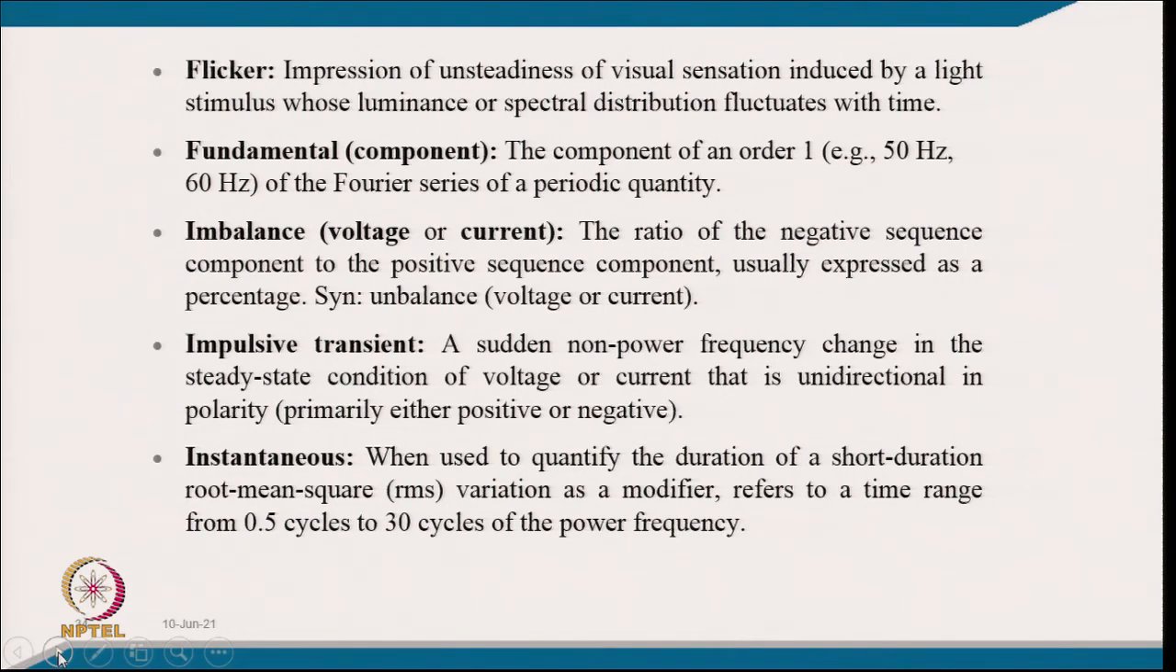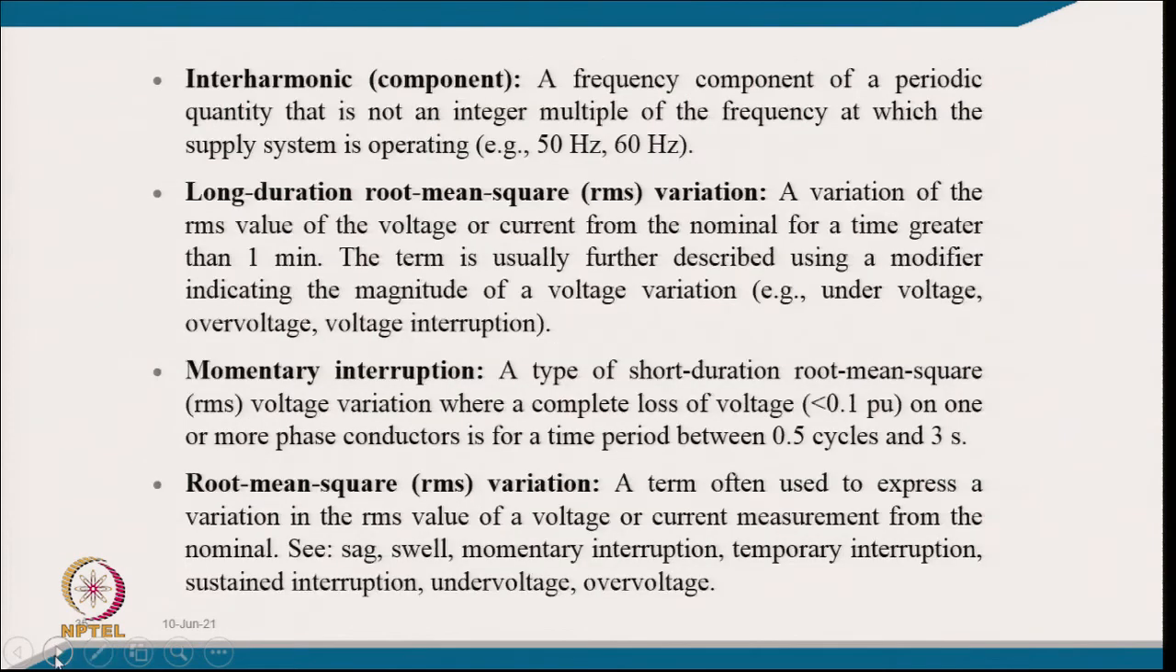Instantaneous, when used as a modifier for a quantity, refers to short duration. RMS variation refers to a time variation of 0.5 cycle to 30 cycles of power variations. Then interharmonics: a frequency component of a periodic quantity that is not an integer multiple of the frequency at which the system is operating.